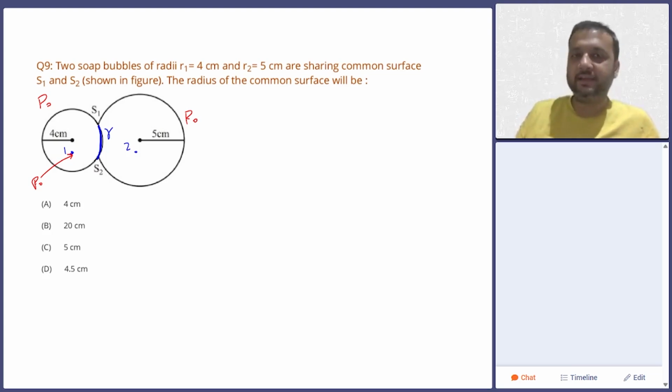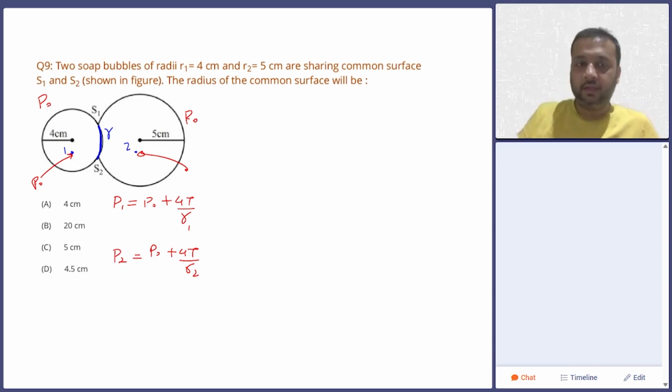So pressure will increase by twice of 2T by r, because for the number of surfaces that you cross, the pressure increases by 2T by r every time. So crossing two surfaces, pressure will increase by twice of 2T by r. That means 4T by r. So P1 can be written as P0 plus 4T by r, and here r is actually r1, which is this 4 centimeter. Similarly, if you write P2, by the same logic, if you start from here and go to point 2, so pressure P2 can be written as P0 plus 4T by r2.